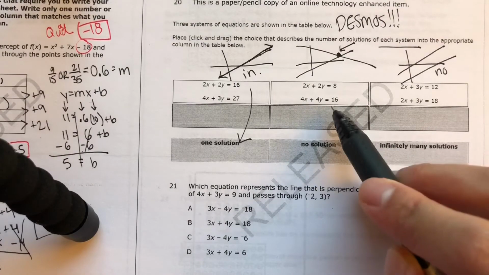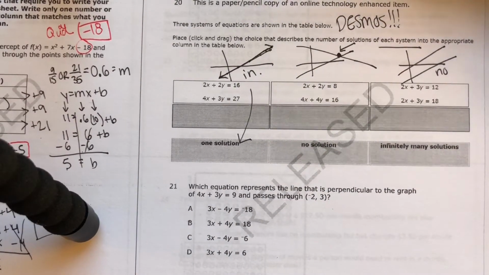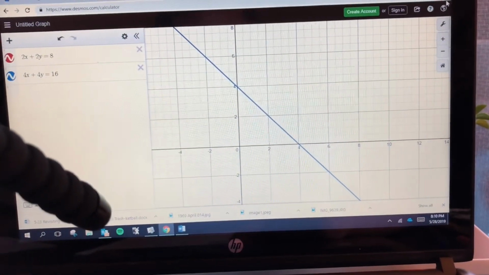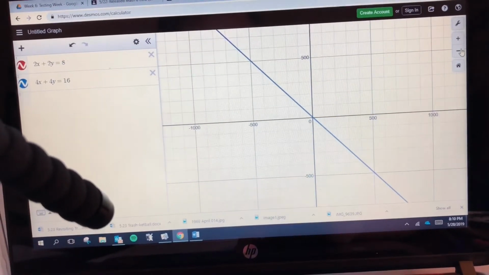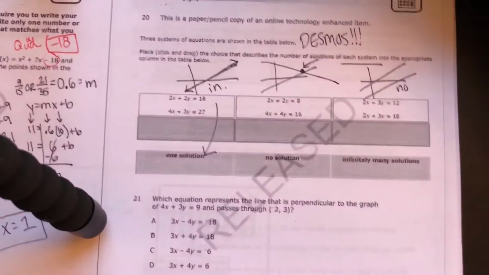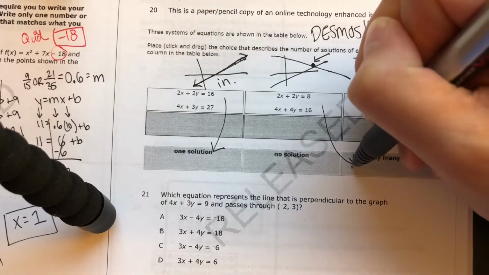Second, I have 2x plus 2y equals 8 and 4x plus 4y equals 16. I've already put this on Desmos, and if you take a look at this graph, I can even zoom out to show you that it's just one line, which means that they're on top of each other. They are touching at all points, so this second one right here is going to be infinite solutions.